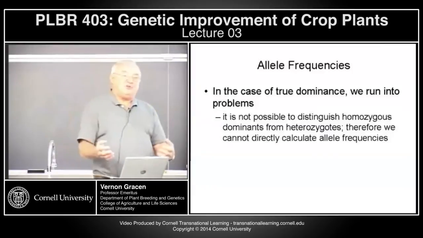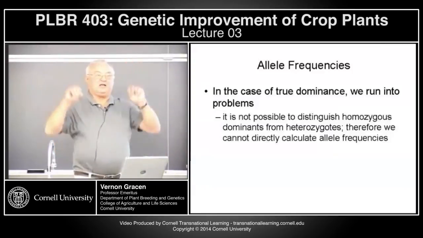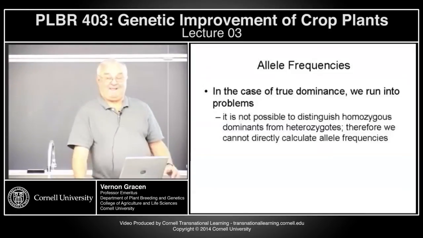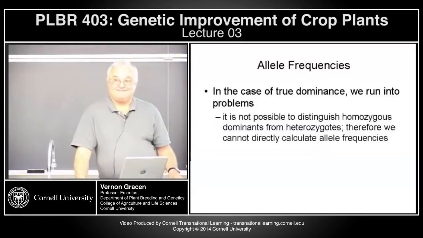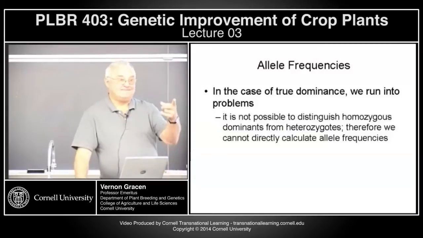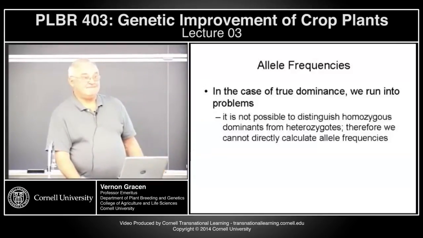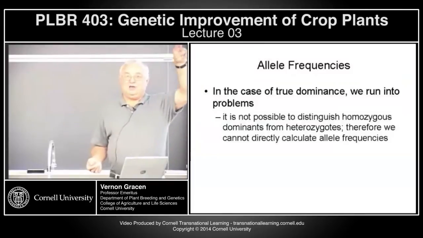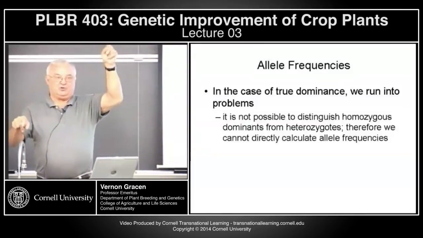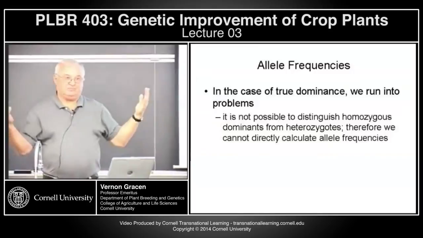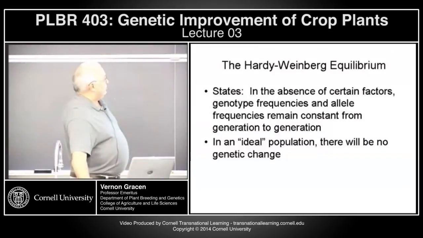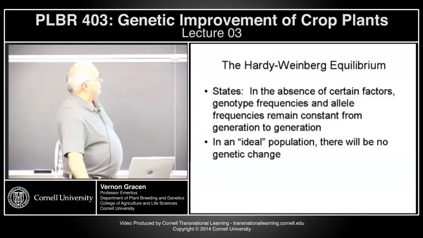So this is our first sort of complexity: dominance. If we have dominance, we run into problems. Why? We can't tell for sure what the genotype is. It could be AA or Aa. Exactly. When we looked at those plants a minute ago, we could count the big A's and the little a's, but all those big A, little a's would look like big A's to us. So dominance gives us problems. It's not possible to distinguish the homozygous dominant from heterozygous.